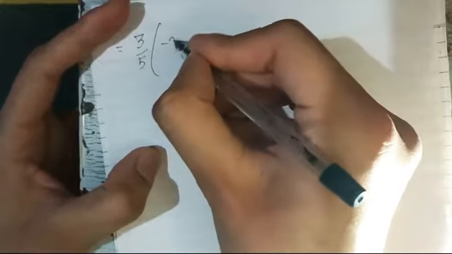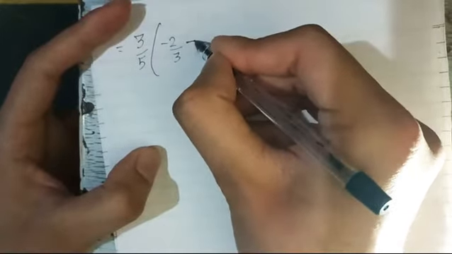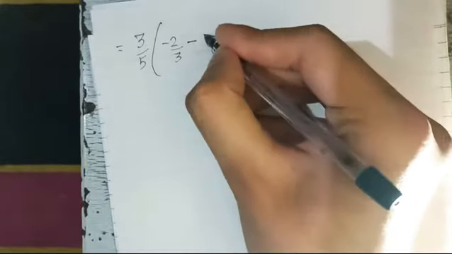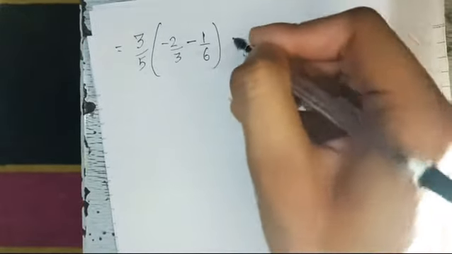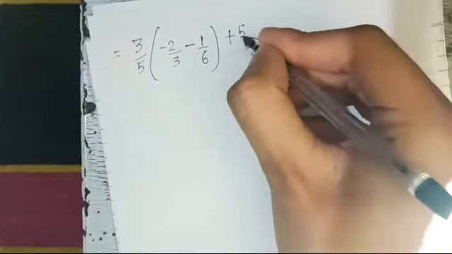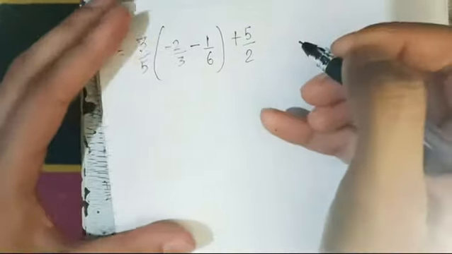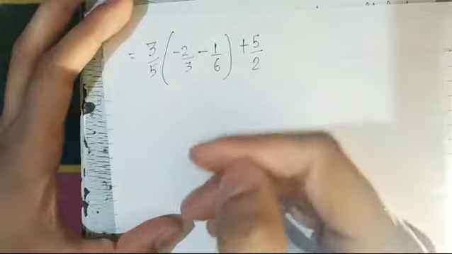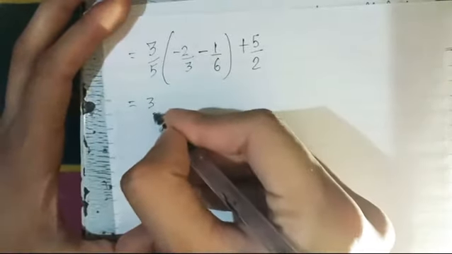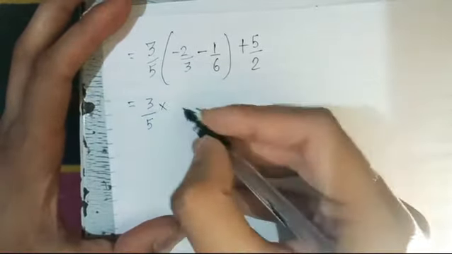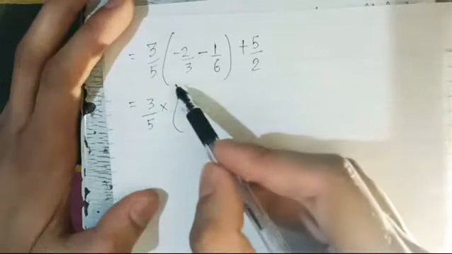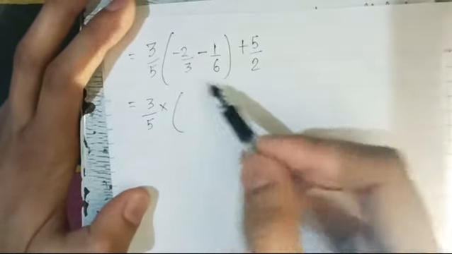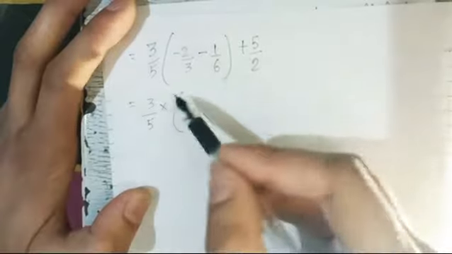Now as 3 upon 5 I have taken common, what was remaining inside the bracket? Minus 2 upon 3 minus 1 upon 6 plus 5 upon 2. Okay, so 3 upon 5 multiply. Now here I can take common value, I can take LCM.